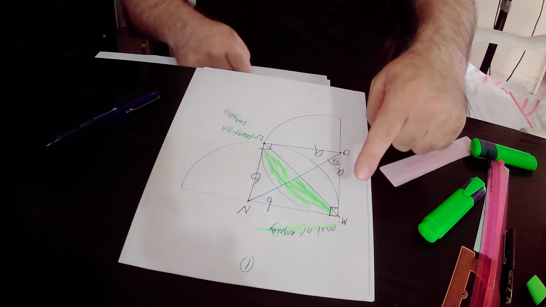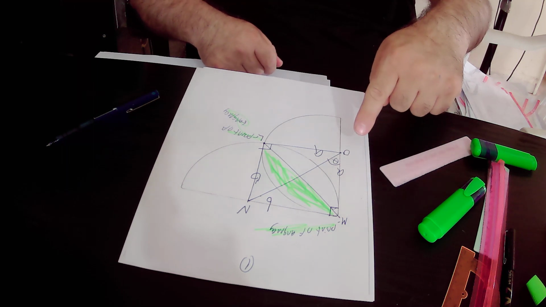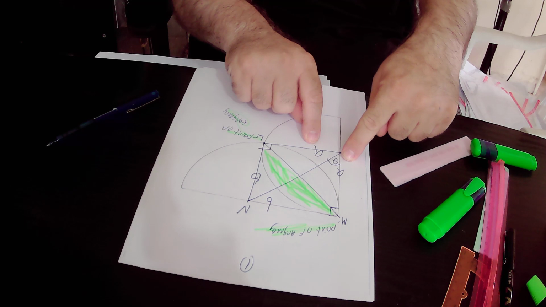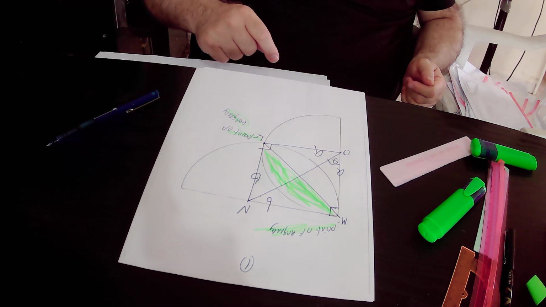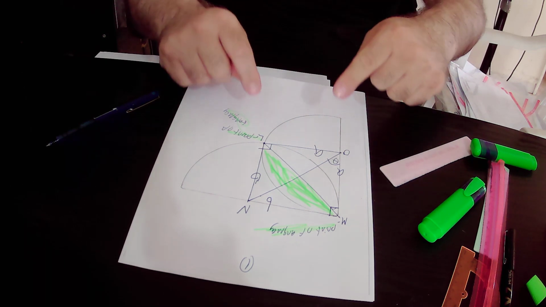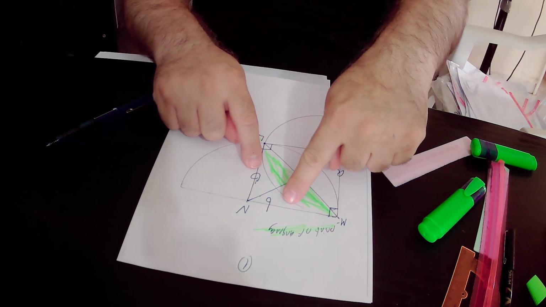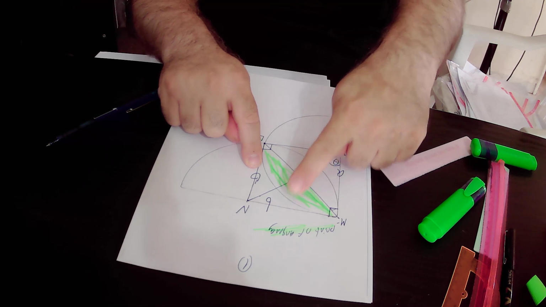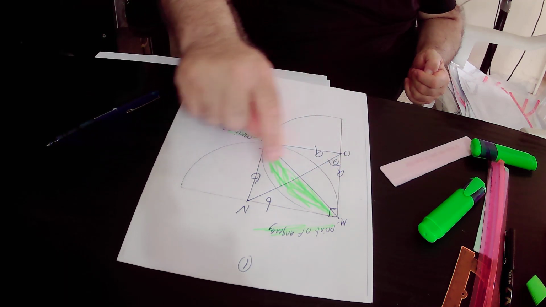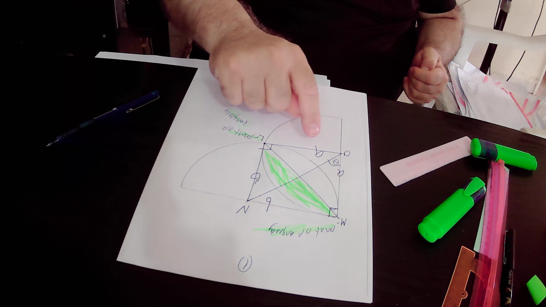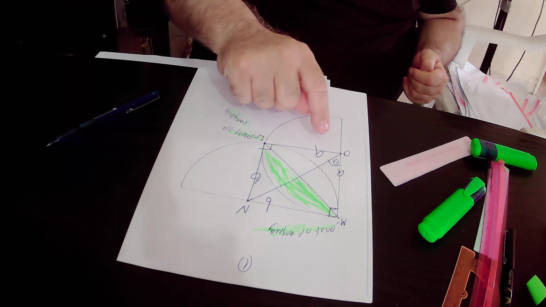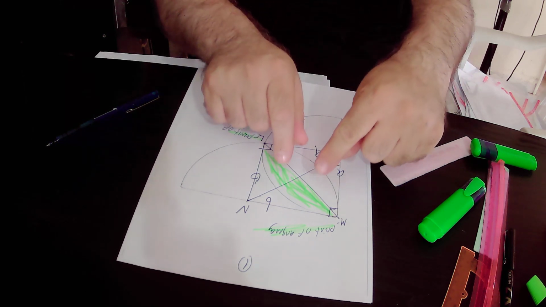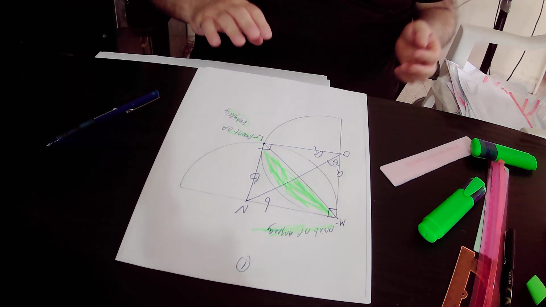Here, side MO and side LO are both equal to A, therefore they are equal to each other. This is the first thing. In addition, those two sides are both equal to B, therefore they are equal to each other. And finally, ON is the common side that belongs to both triangles, therefore it is equal to itself. So, in conclusion, those two triangles are congruent according to the side-side-side rule.